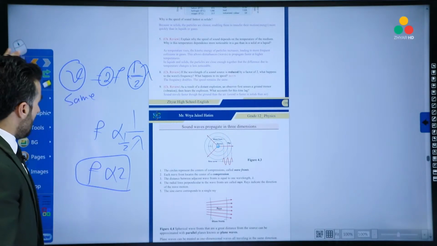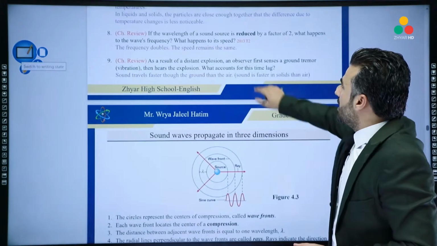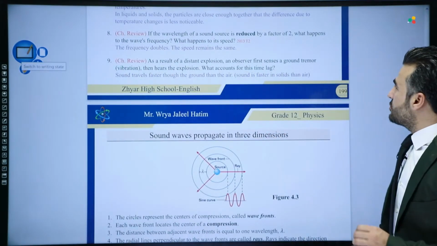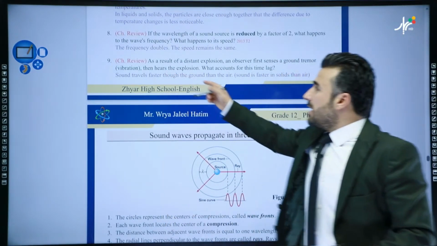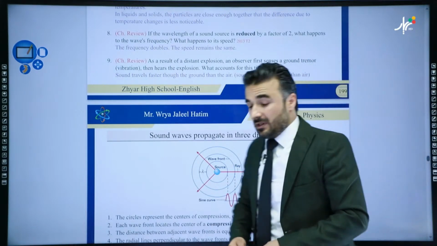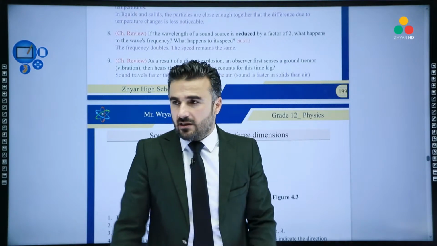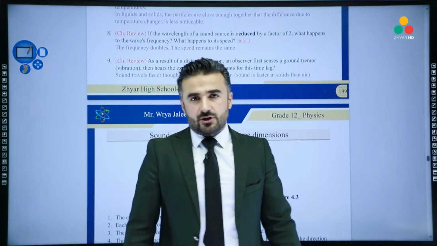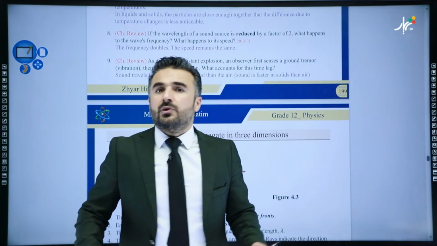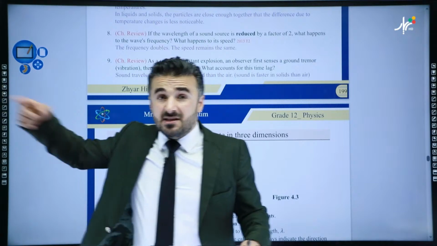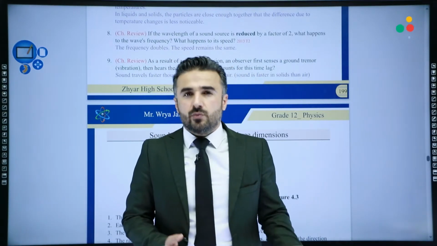Okay. Now the last question for this session says, as a result of a distant explosion, an observer first senses the ground tremor, which is the vibration, the shake, then hears the explosion. What accounts for this time lag? Let's say there is an explosion. First of all, you feel the earth shaking, the vibration, and then later on you hear the sound. Why? Remember, the sound that you hear passes through the air, but the vibration passes through the earth.